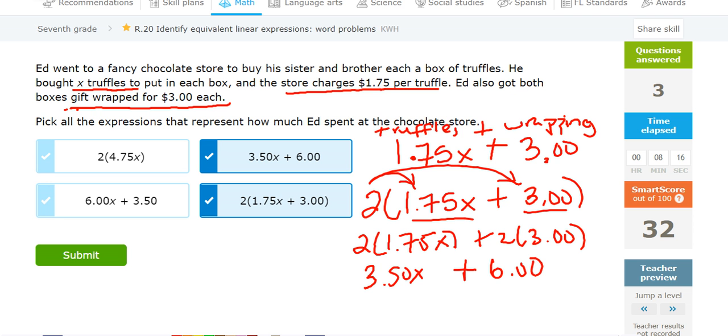At that point, there are no more like terms. There's nothing that you can do with this. So that's the end of it. You can't combine them in any way, and so we're done.